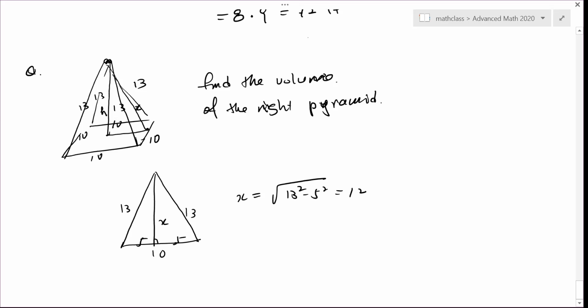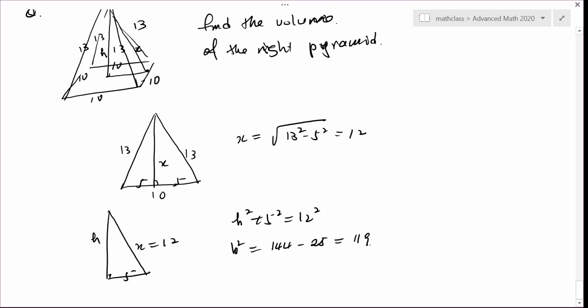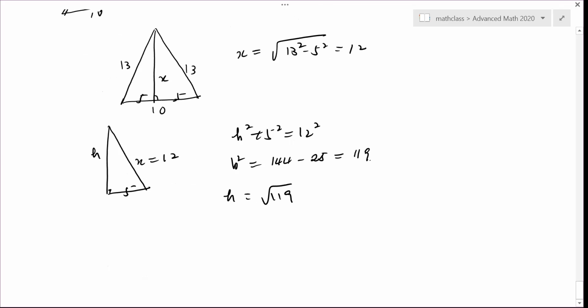So you get 12. Then you go to the triangle in space. Here's the X, which is 12. Here's the H. This is still 5, right? So H squared plus 5 squared equals 12 squared. So H squared equals 144 minus 25, and that is going to be 119. So H is the square root of 119. 119 is a prime number.